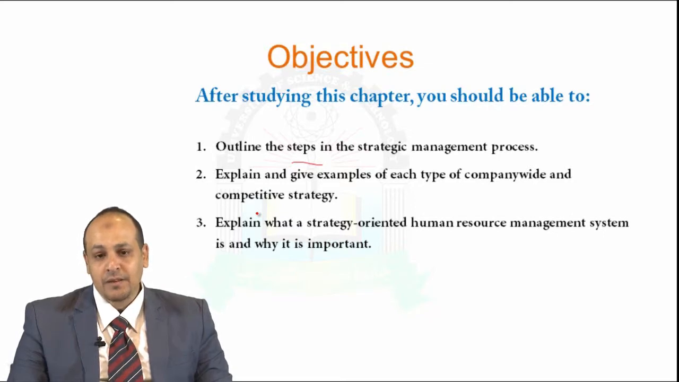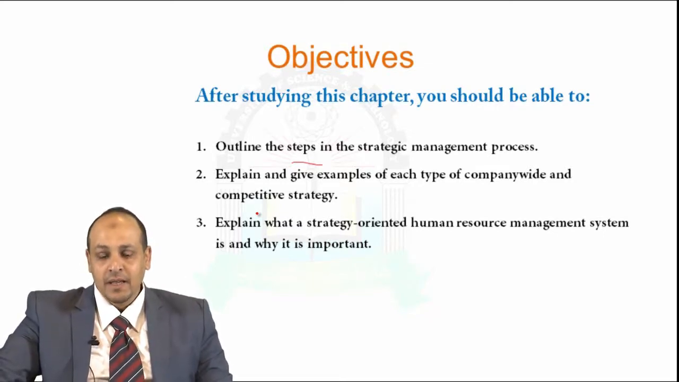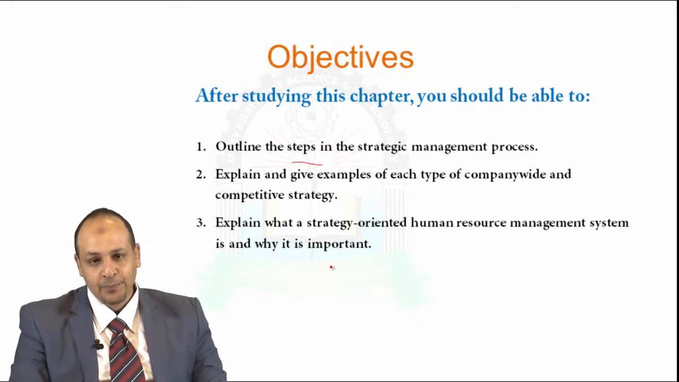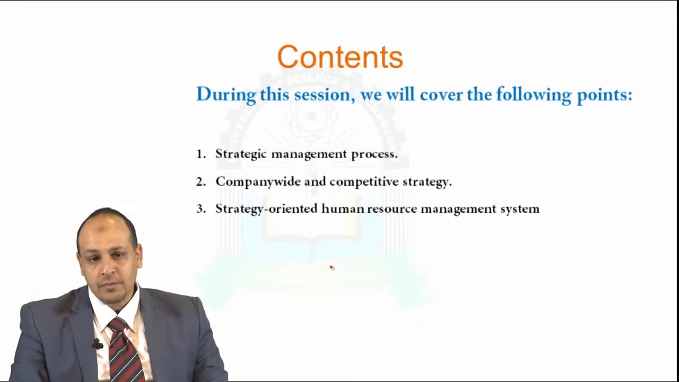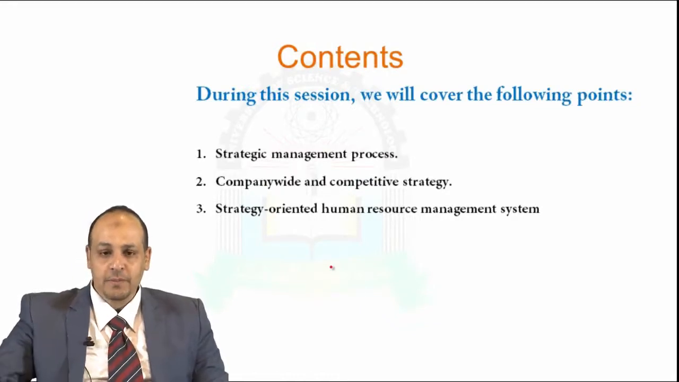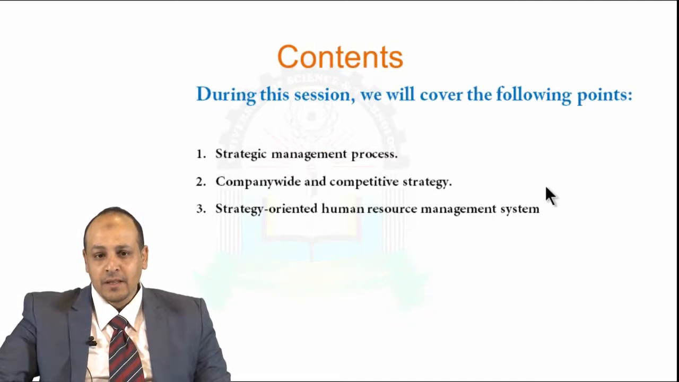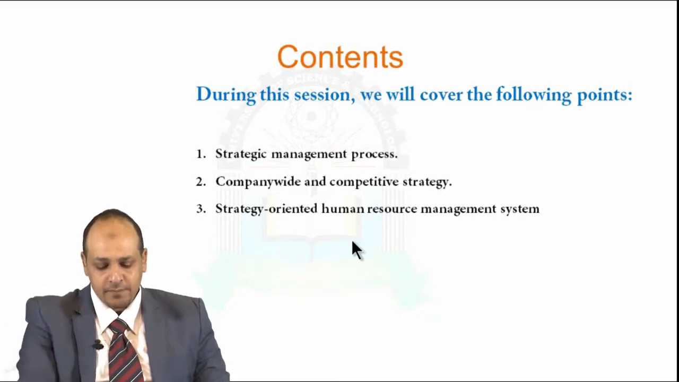Finally, we will talk about the strategy-oriented human resource management system and the reason why it is important in the company. So according to these objectives, we have the following 3 points: strategic management process, the company-wide and competitive strategy, and the strategy-oriented human resource management system.